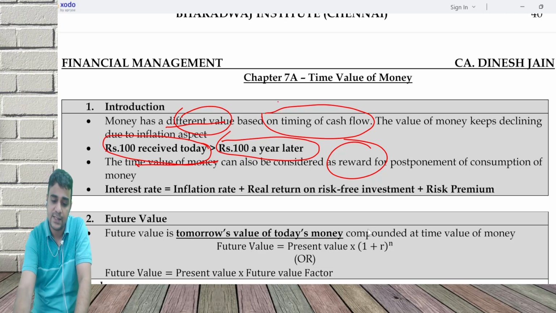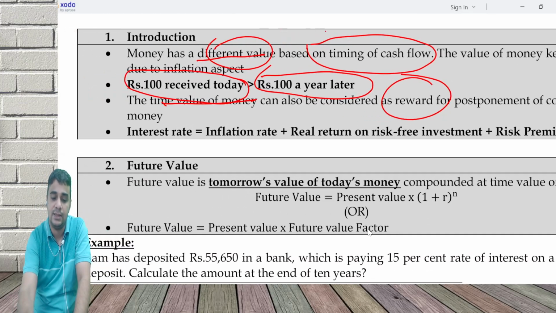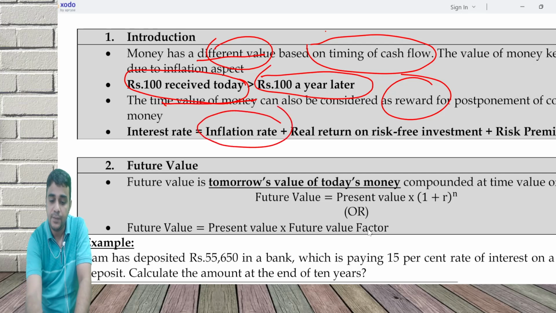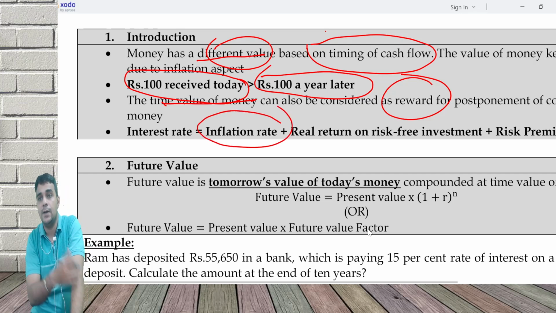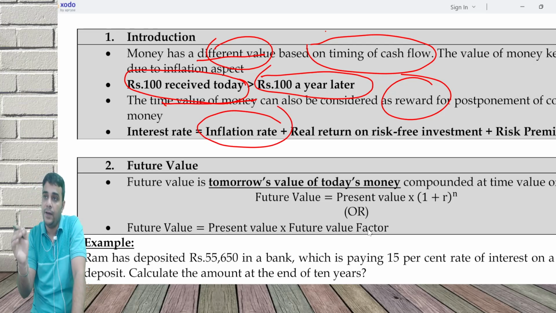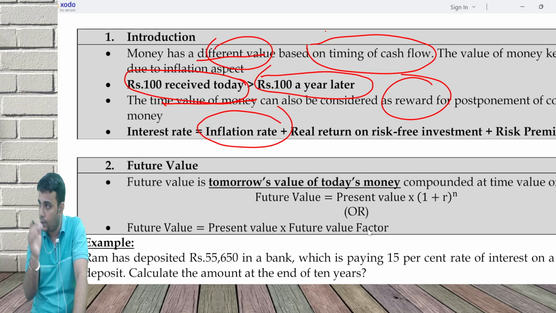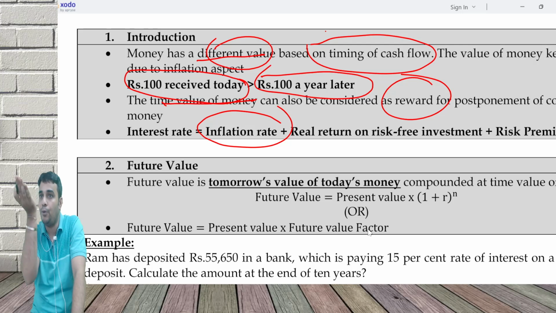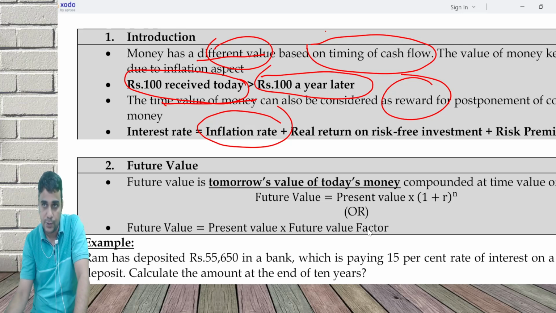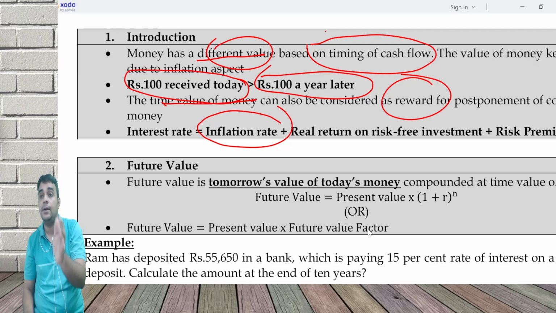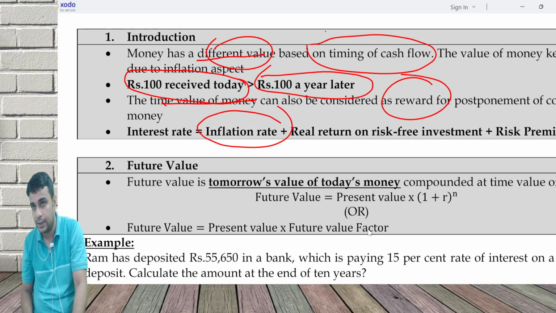So what is interest rate? Practically interest rate has three things. Inflation. What is inflation? The increase or decrease in prices. If inflation is going up, interest rates will go up. That is what RBI keeps doing. RBI, through its monetary policy, if inflation goes up, they'll increase the repo rate. If inflation goes down, they'll reduce their repo rate. So there is a link between interest rate and inflation rate.